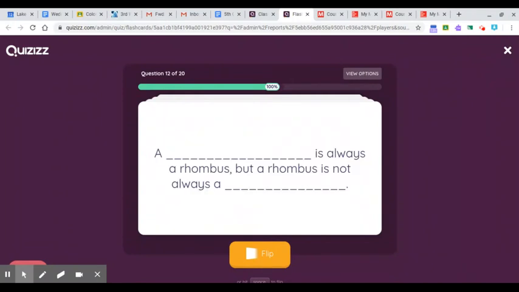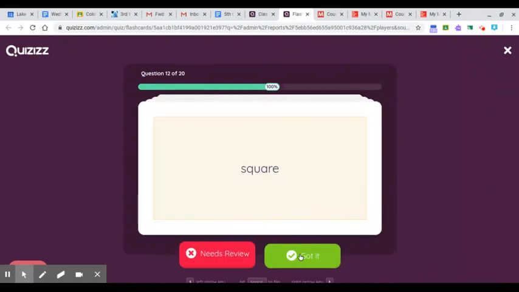A blank is always a rhombus, so it's definitely not rectangle. It's either parallelogram or square. But a rhombus is not always, I'm going to say square, because rhombuses are always parallelograms. All right, let's keep going.